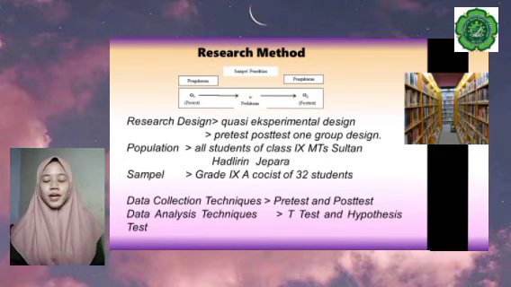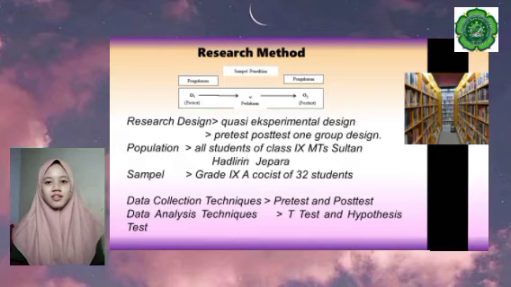The next is the method of the research. This research used a quasi-experimental design with a pre-test, post-test, one group design. The population is all students of class 9 MTS Sultan Hadirin Jepara. The sample is 9A that consists of 30 students, and the data collection techniques are pre-test and post-test. And the last, the data analysis techniques are t-test and hypothesis test.